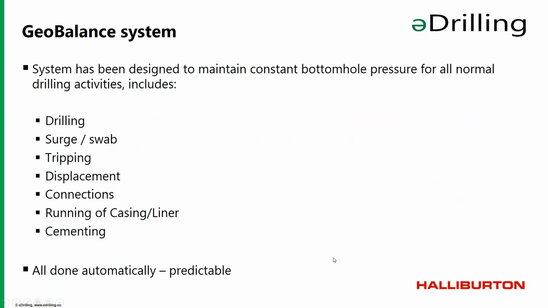The Halliburton GeoBalance system has been designed to maintain plus minus 2.5 bar for all normal drilling activities. These activities include drilling, surge swab, tripping, displacement and connections. In addition, we've also been running the system with constant bottomhole pressure for casing and liner running, and also cementing.